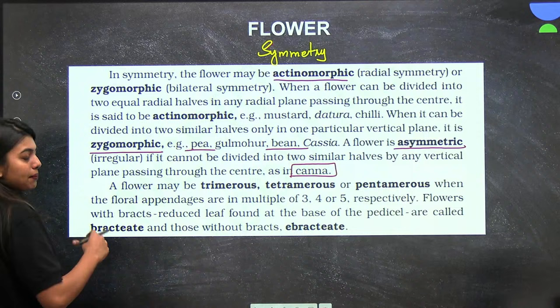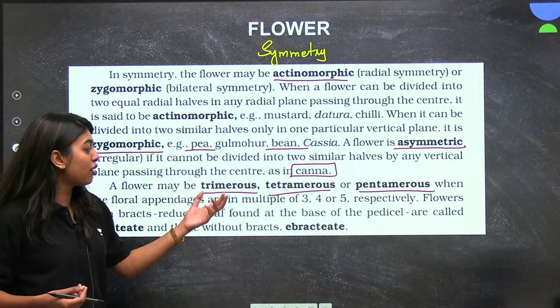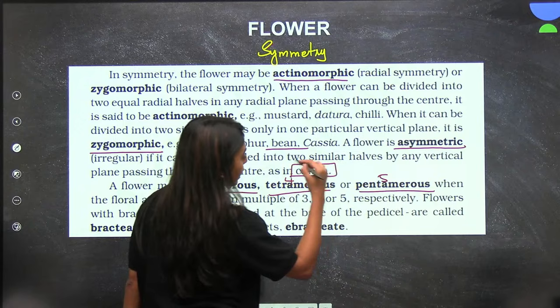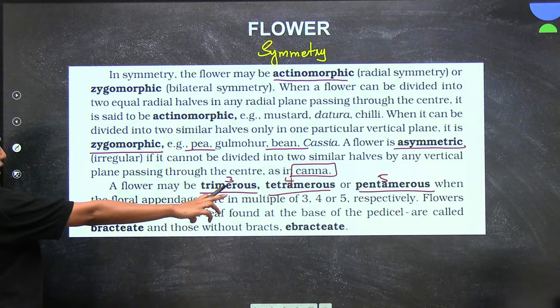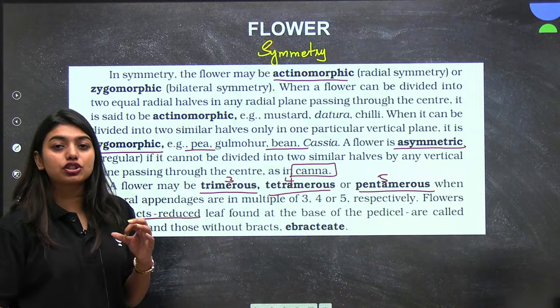Here, there is one paragraph that says the flower may be trimerous, tetramerous or pentamerous. That means they can be multiples of 3, 4 and 5. Tri is 3, tetra is 4, penta is 5. Now, flowers with bracts reduced: bracts are basically a reduced leaf.